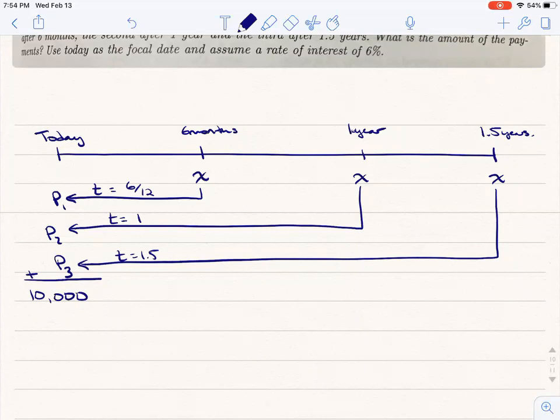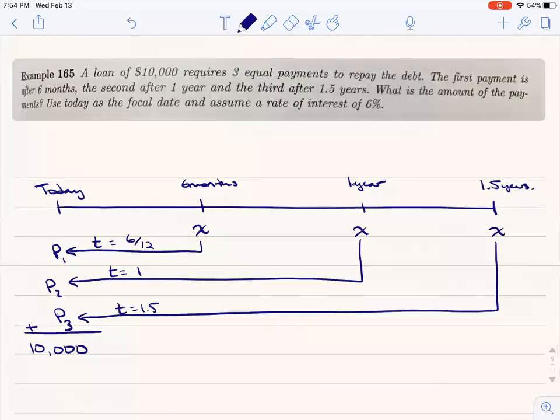Okay, so what we're going to do is solve for P1, P2, and P3 with X in there. Because what we know is that P1 plus P2 plus P3 has to equal 10,000. So we can just keep X in there and then use the fact that they have to add to 10,000. I'll just jot down the rate is 0.06. I guess I'll add on here that this is the focal date. As long as you're drawing your arrows to today, that's your focal date.